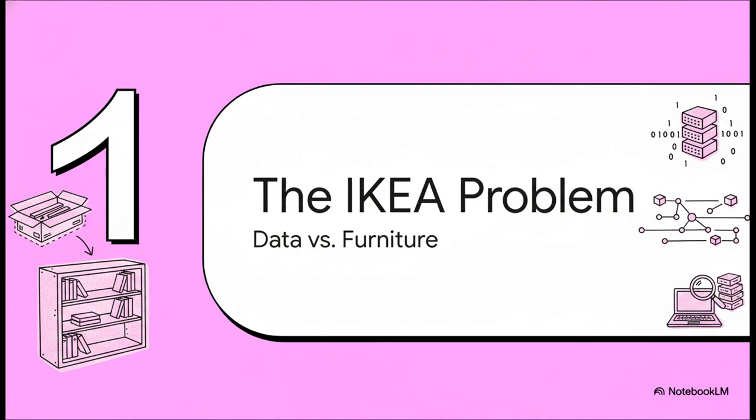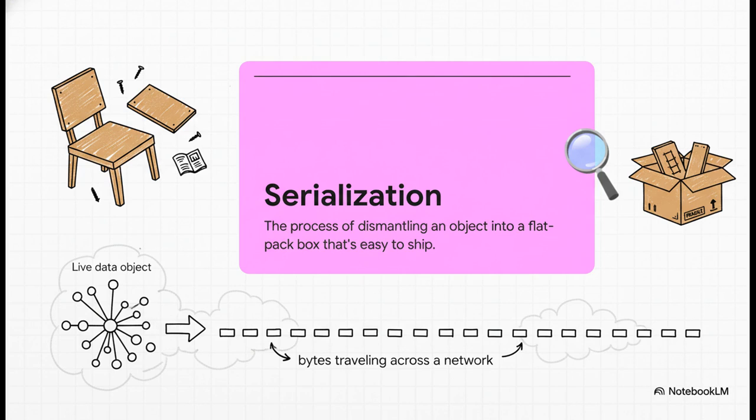A live data object sitting inside an application's memory is just like that assembled bookshelf. It's super useful right where it is, but you can't just send it over the internet as is. So what's the solution? You take it apart, of course. You carefully dismantle it back into its original flatboards. You bag up the screws, you find the instructions, and you pack it all neatly into a flat box that's easy to ship. In our world, the software world, this process has a name. It's called serialization. It is literally the art of converting a complex, living data object into a simple stream of bytes that can travel across a network.